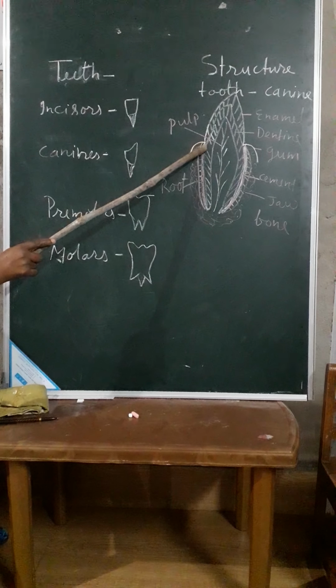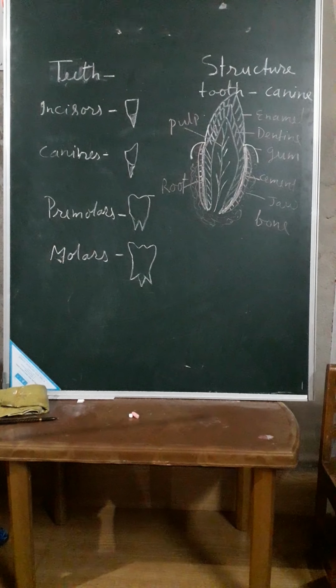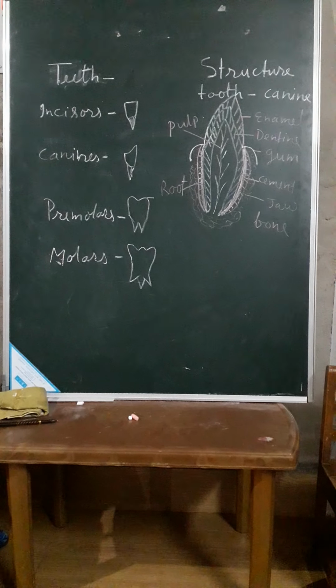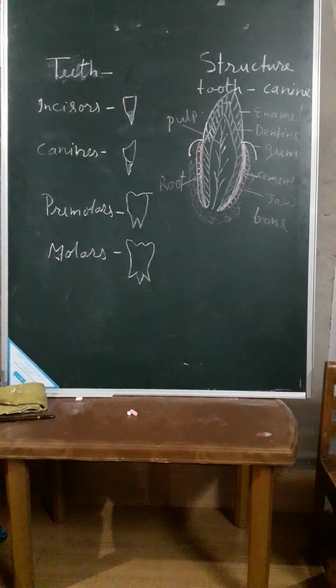And now the next part is cement. You can see the cement on both sides. Cement is another bone-like structure covering and fixing the root in position.